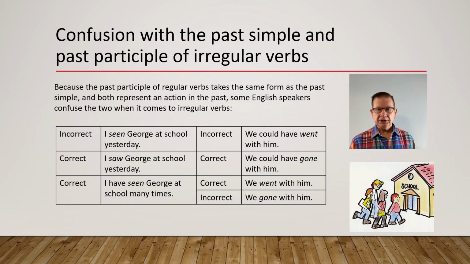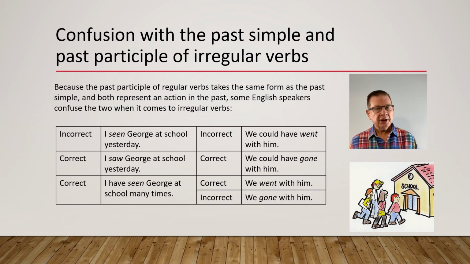This is incorrect: I seen George at school yesterday. The correct way to say it is I saw George at school yesterday, using the past simple. Or you can say I have seen George at school many times, using the past perfect tense composed of the auxiliary verb to have and the past participle seen.